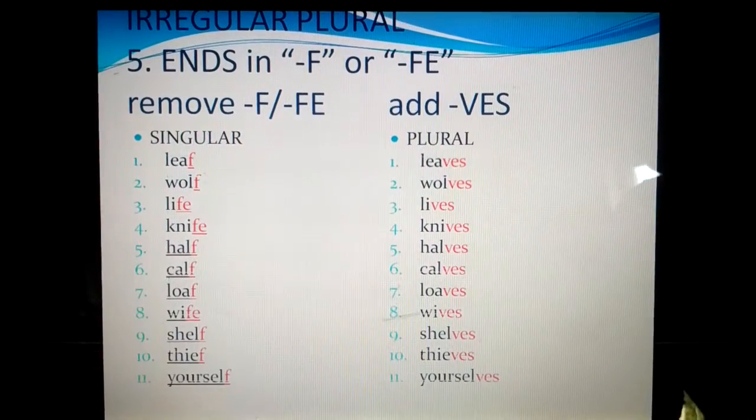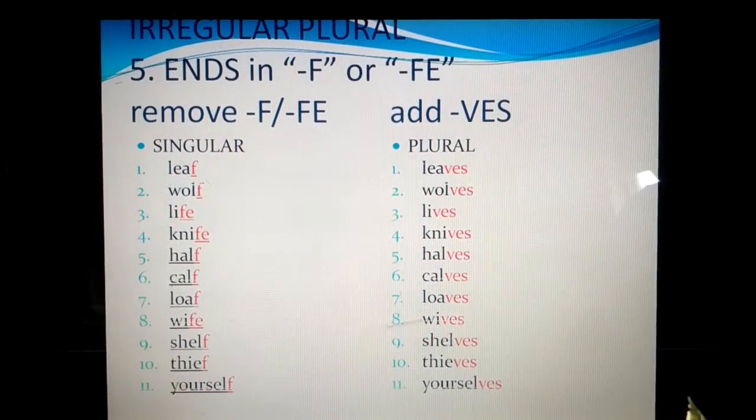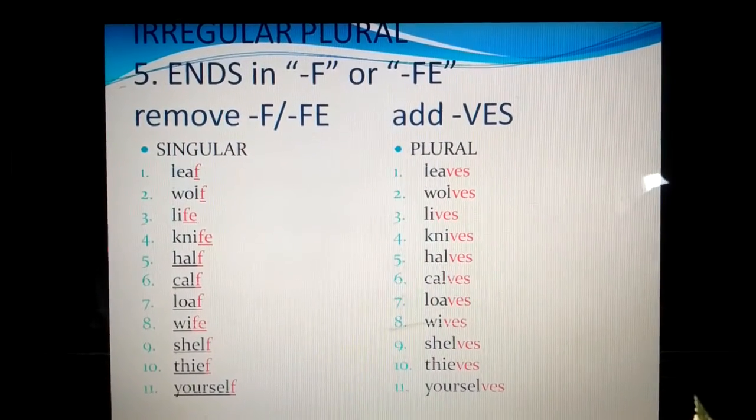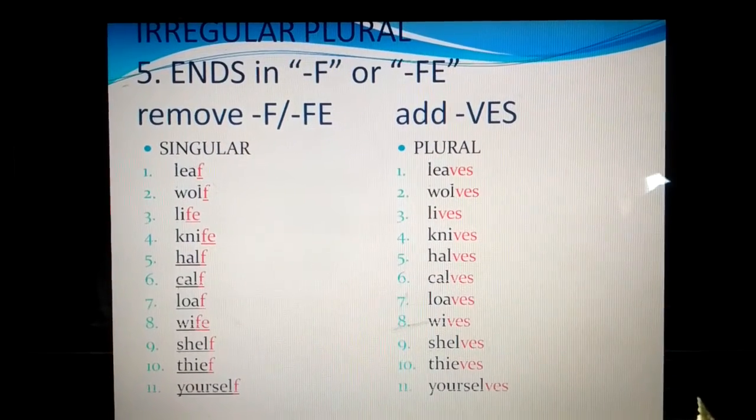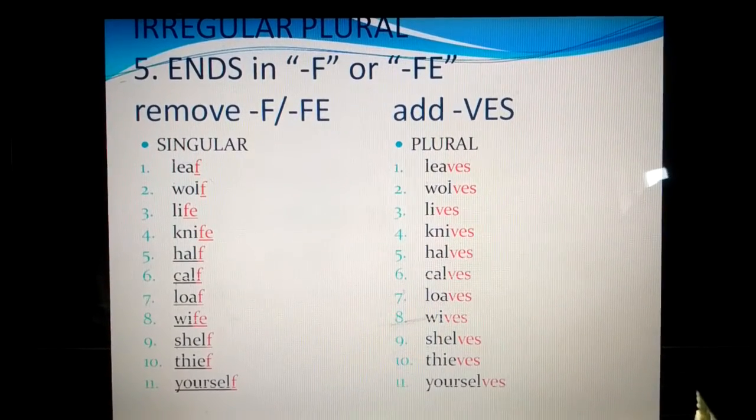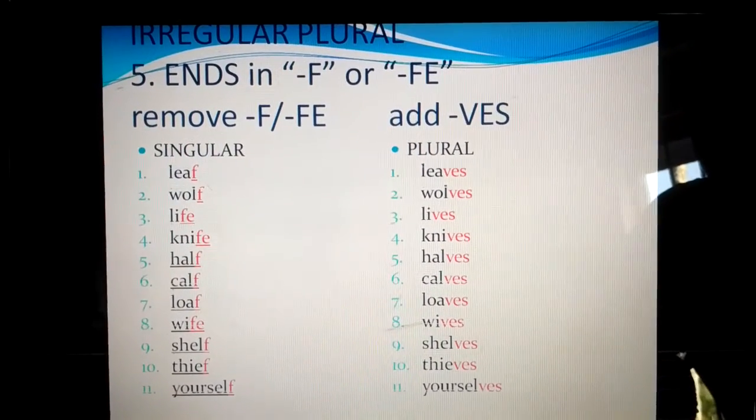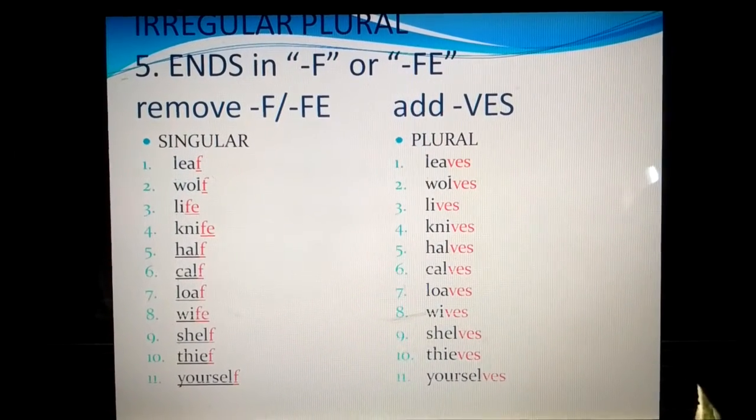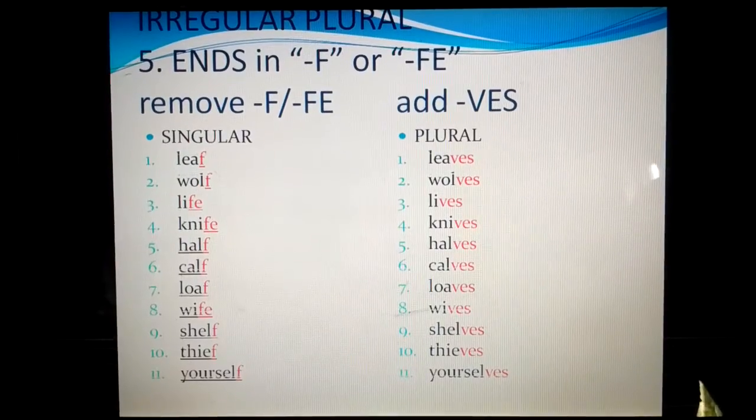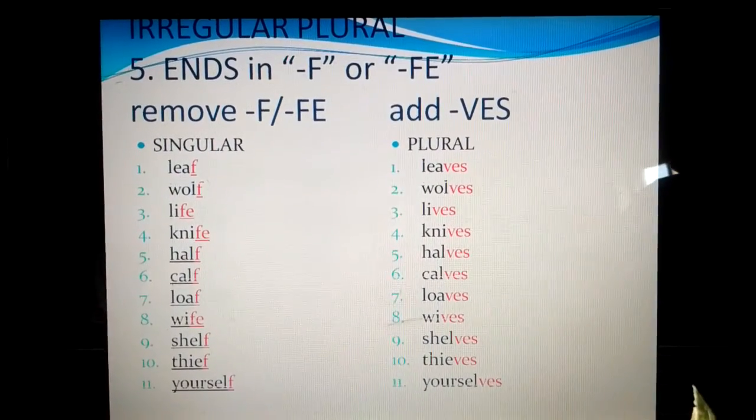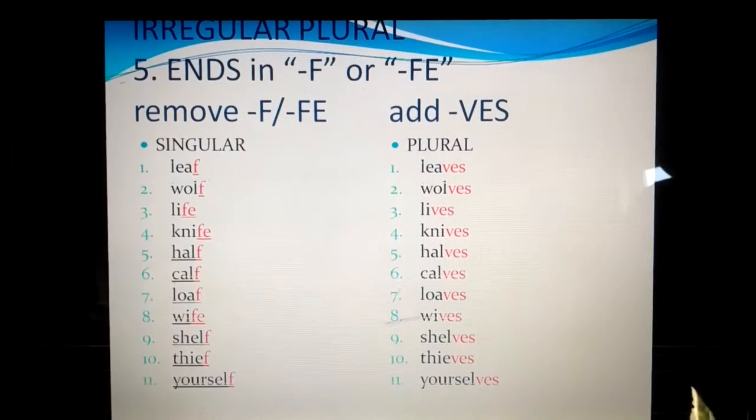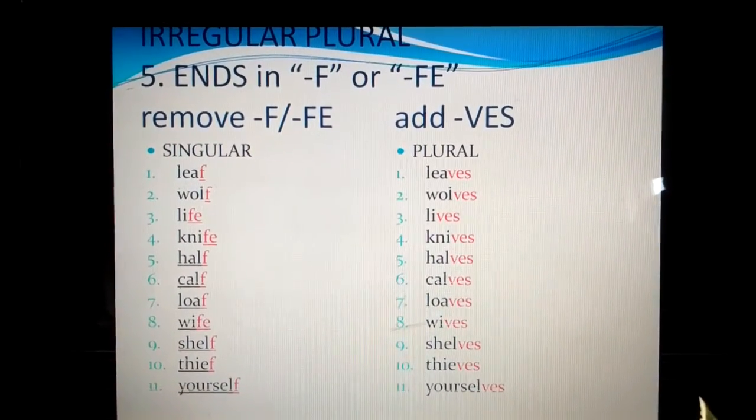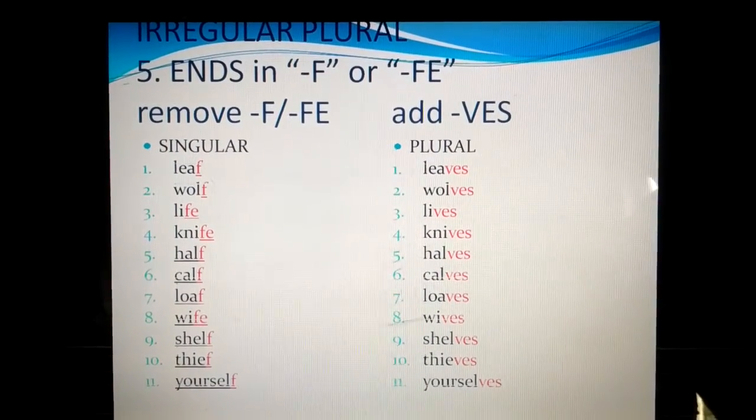Then point number 5, irregular plural. Already I said before, nouns that end in f or fe. At that time, f and fe will be removed, and we add ves. Look at the first example, leaf. It ends in f, which will be removed, and we add ves. In plural form, the f is removed and ves is added, leaves.